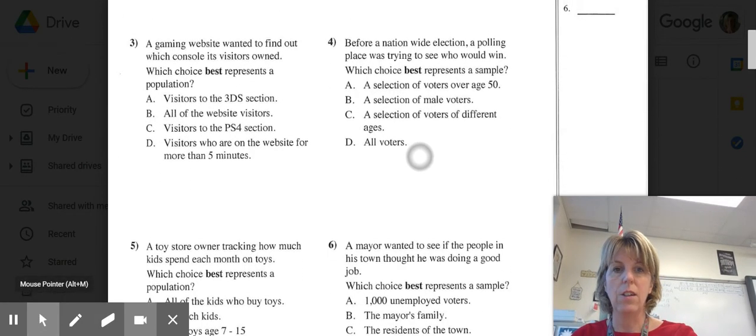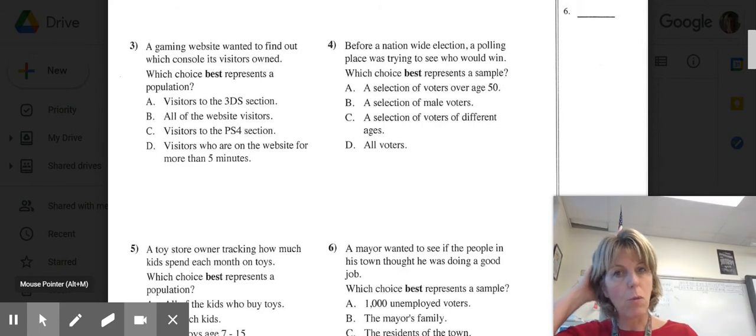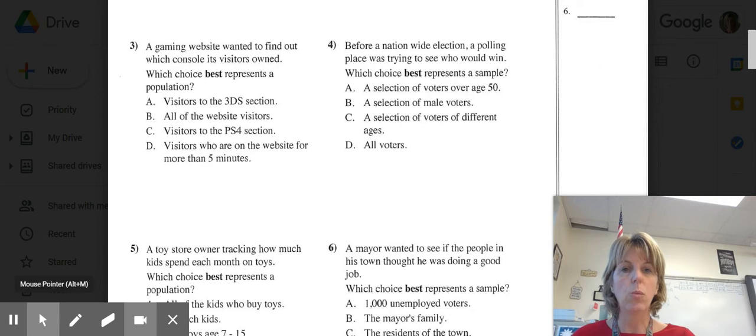Let's look at number 4. Before a nationwide election, a polling place was trying to see who would win. Which choice best represents a sample? So just a piece of it. It's a nationwide election, and they're trying to figure out who will win.